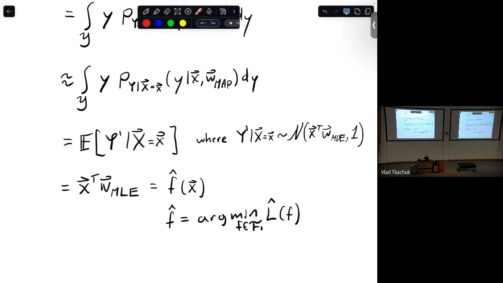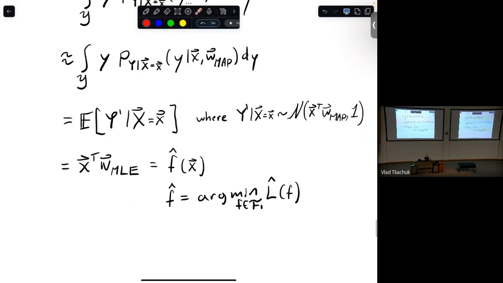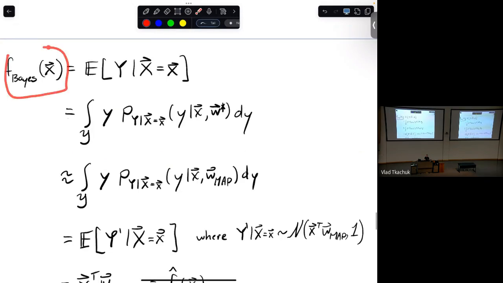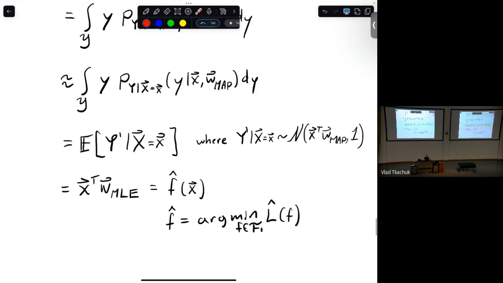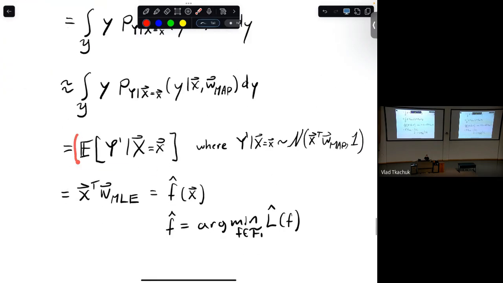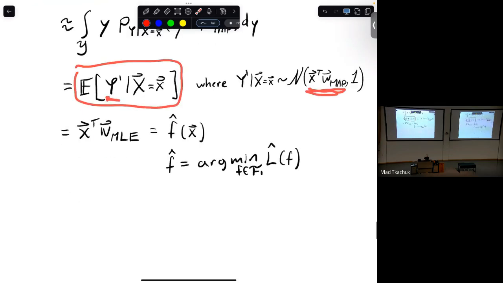And what we end up with is a new random variable, or sorry, we can treat this as a different expectation, the expectation of some new random variable y prime, where y prime is distributed normally with not W MLE here, but W MAP, which we have solved for. And so finally, we say that our estimate of the F Bayes is just going to equal, right? We look here, what's the expected value of this new random variable? Well, it's exactly this quantity inside, which is just this linear function, which is this.